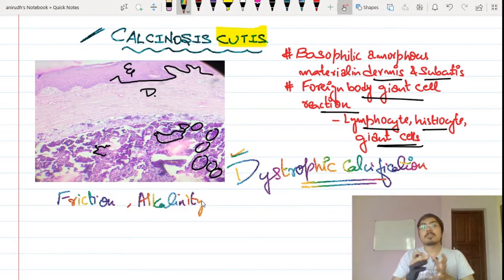Whenever the subcutaneous tissue is showing an excessive amount of alkalinity, there is an increased predisposition of calcium to precipitate in the subcutaneous tissue. This is the method by which the calcium can form these kind of precipitates. So these are depositions of calcium within the skin, I mean subcutaneous tissue and dermis. No discussion of calcinosis cutis is complete without the discussion of the type of calcification. Let's go to that now.